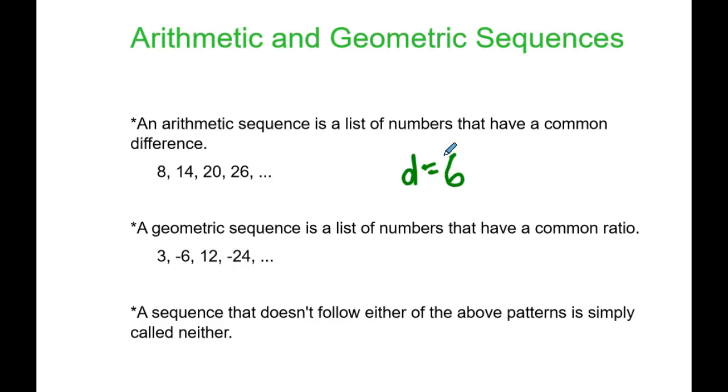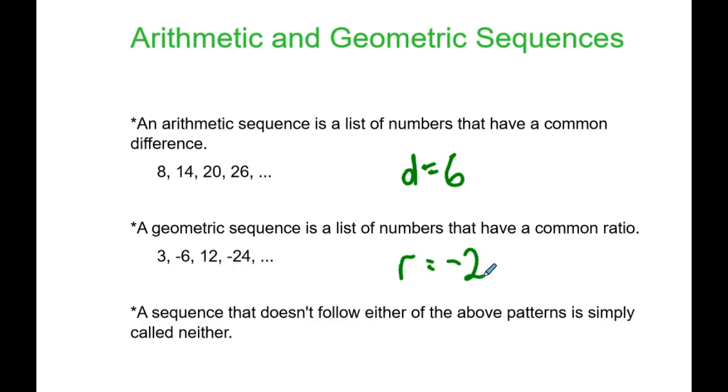The second part we want to look at is a geometric sequence, and that is a list of numbers that have a common ratio. So we're multiplying by the same value each time. So for example, we would have 3, negative 6, 12, negative 24. Notice we're alternating between positive and negative numbers. So our common ratio is going to be a negative value. We have to multiply 3 by negative 2 to get to negative 6. Multiply negative 6 by negative 2 to get to positive 12. Multiply positive 12 by negative 2 to get negative 24. So we use R to represent the common ratio, and that value is negative 2 in this case.